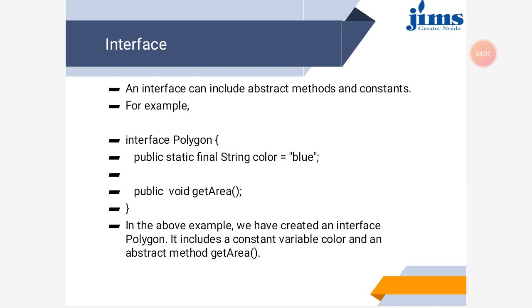So public is the access modifier, and if public is mentioned here, all the classes can access this. If static is mentioned, it means this will be called without any object. Final means change is not possible. And this Polygon contains one abstract method, that is getArea, and this method is not containing any definition.